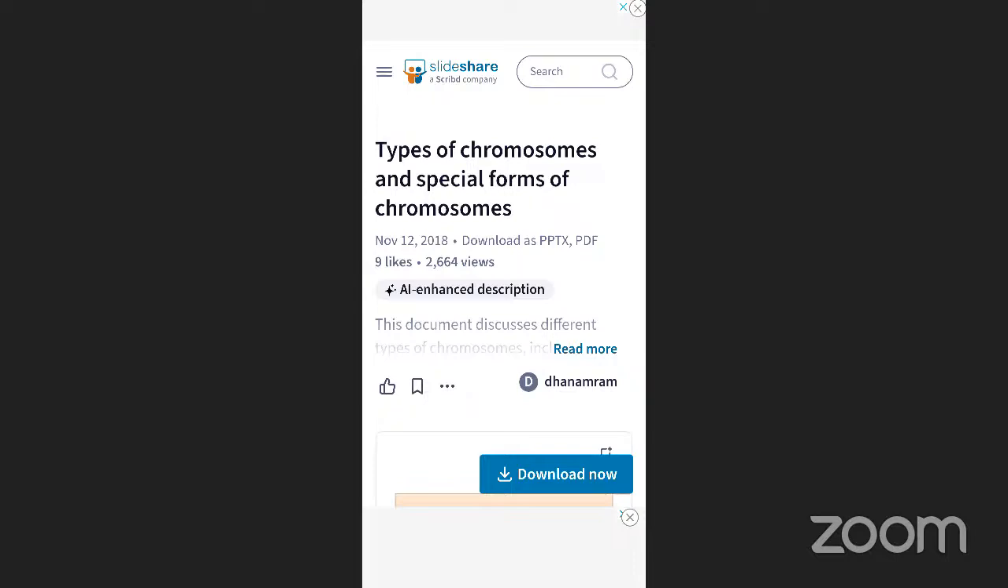Next one is the histone proteins. The histone proteins are a kind of basic proteins which have five subfractions: H1, H2A, H2B, H3, and H4. These are the five types of histone proteins. H3 and H4 are highly conserved, having the same structure in different species.